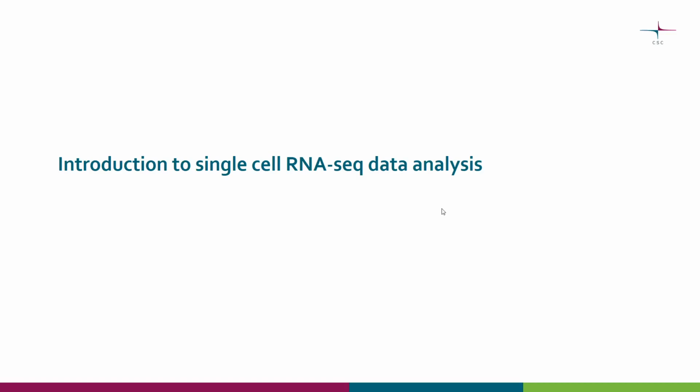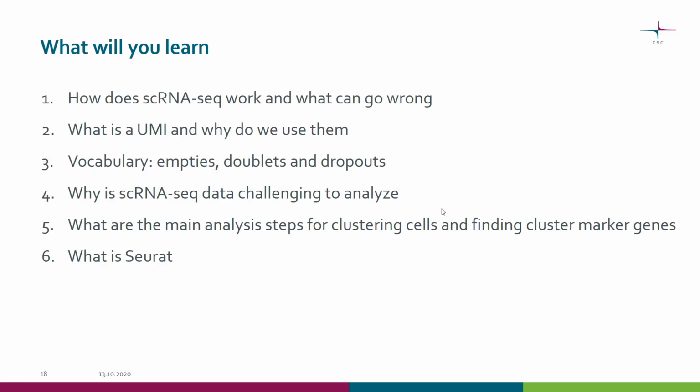This video gives you a brief introduction to single-cell RNA-seq data analysis. By watching this video, you will learn the principle of how single-cell RNA-seq works and also what can go wrong in the process. What are UMIs and why do we use them? What are empties, doublets, and dropouts? Why is this kind of data so challenging to analyze? Also, what are the main analysis steps for clustering cells and finding cluster marker genes? And what is scRNA?